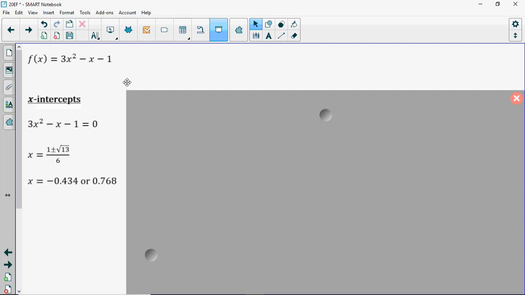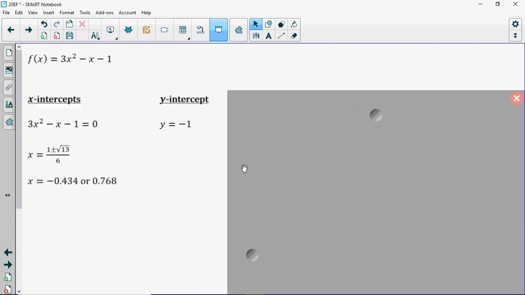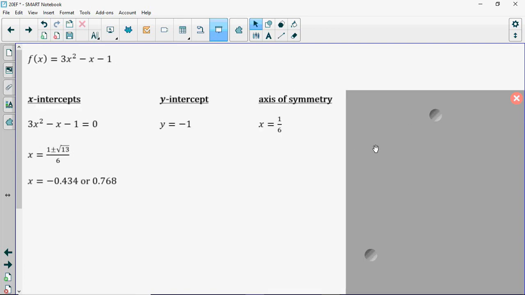The y-intercept, well, it's in standard form, so the y-intercept is always going to be easy. That's clearly -1. The axis of symmetry, it's also not too bad. If we just use negative b over 2a, that's going to be 1 divided by 6. So x equals 1/6. That's fine. And then we can use that to figure out the coordinates of the vertex.